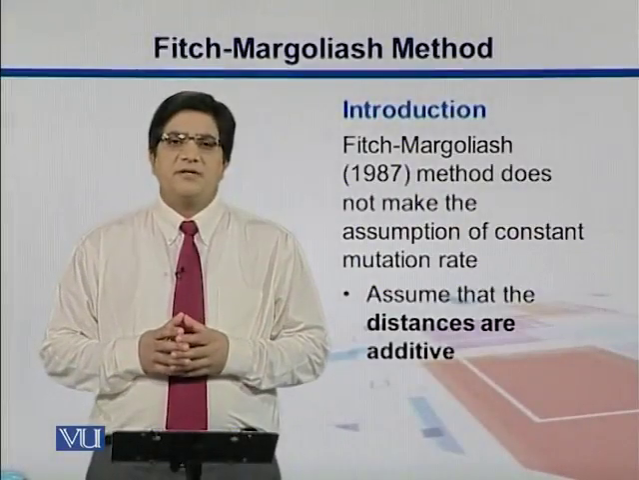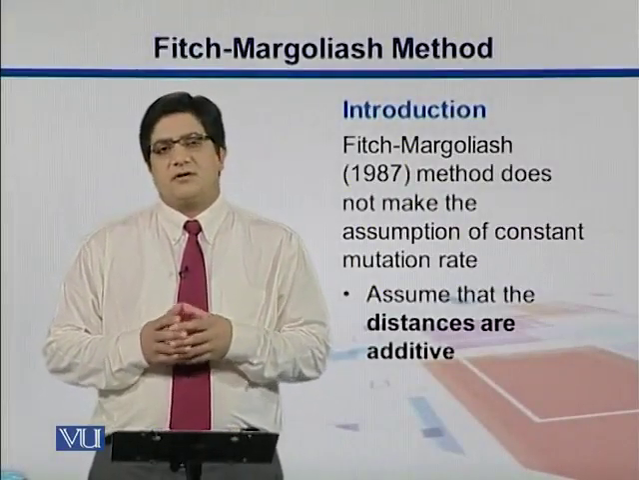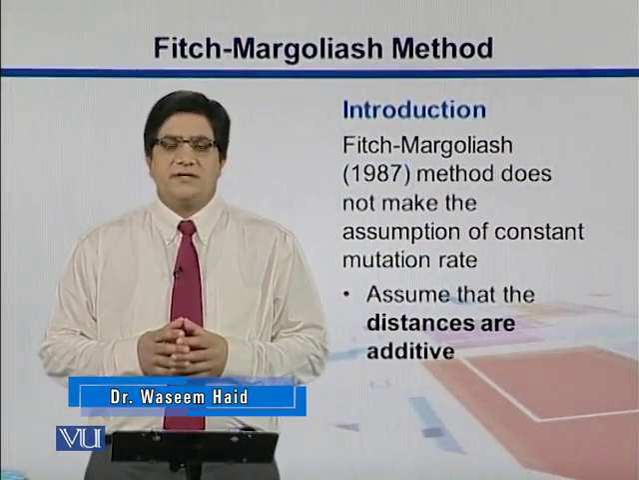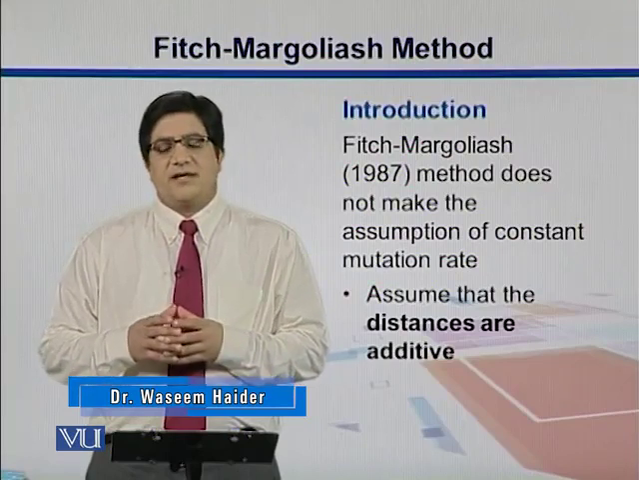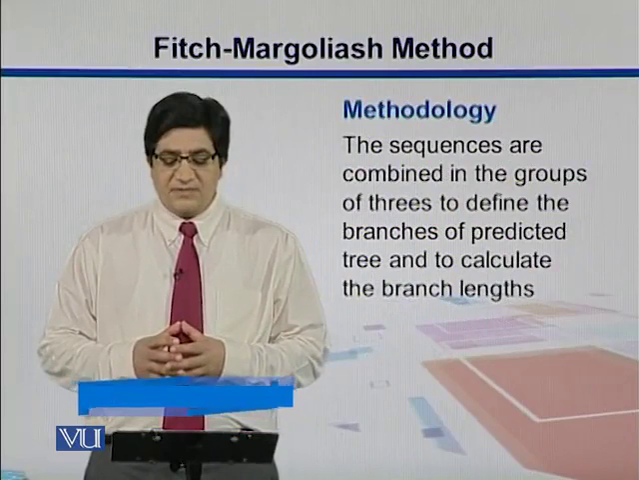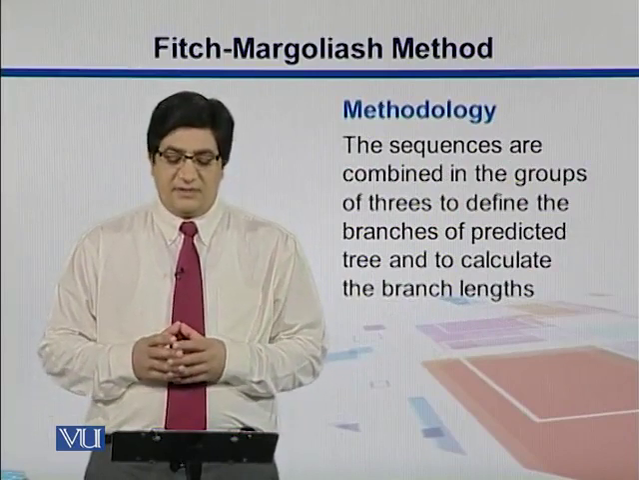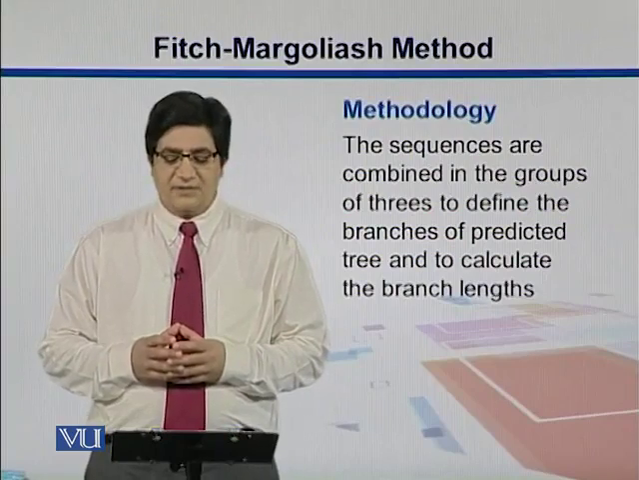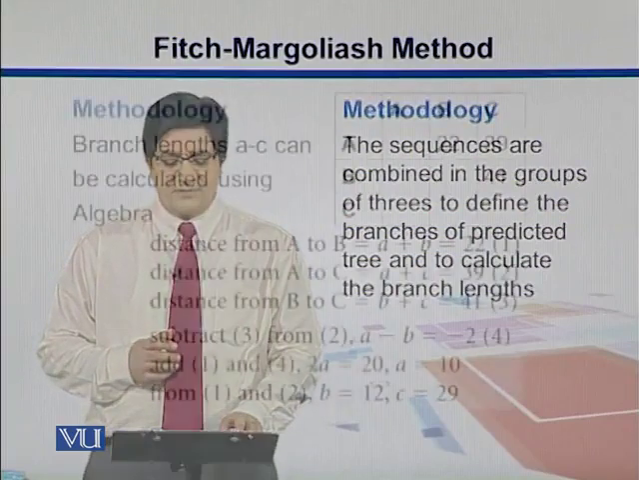Fitch-Margoliash method is another method. It does not assume the molecular clock hypothesis, that is the equal mutation rates, but it assumes additivity, that is, those branch lengths can be added up together. So the sequences are combined in groups of 3, and then we define the branches of the predicted trees and we calculate their branch lengths.